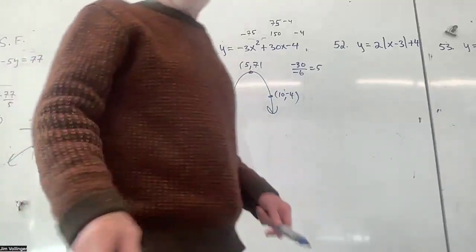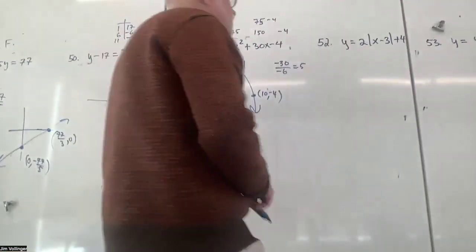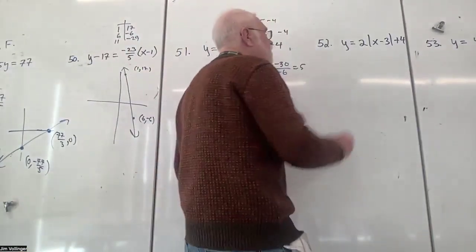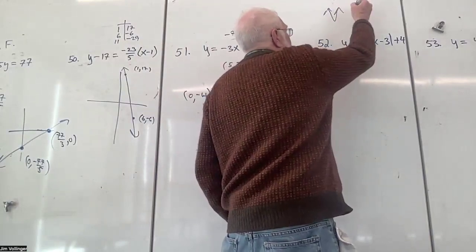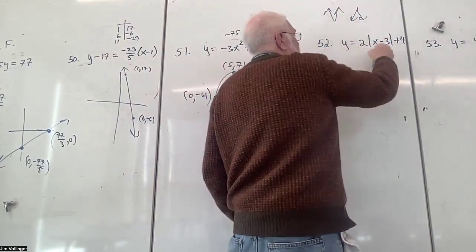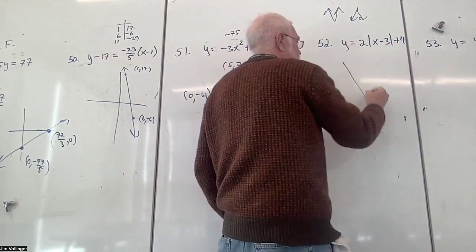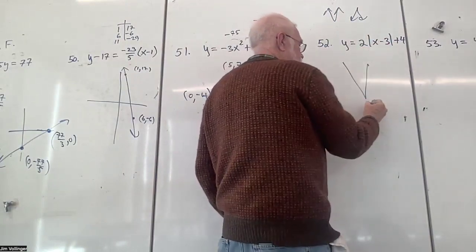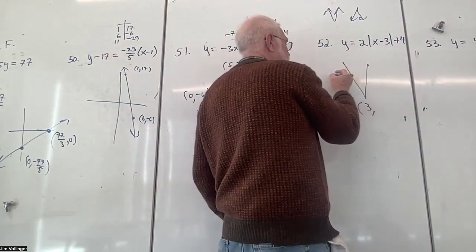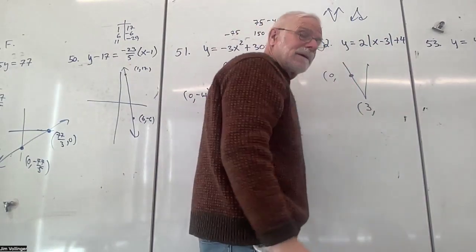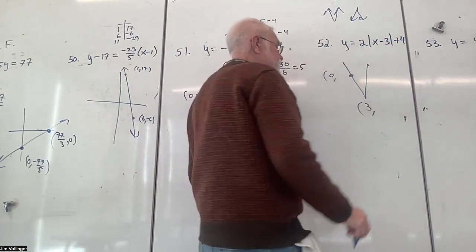All right, so absolute value is somewhat similar. Instead of cup shape up or cup shape down, we either have V shape up or V shape down. And in this case, because that's positive, V shape up. Critical number is 3, so my y-intercept is to the left. Maybe that'll correct those difficulties.